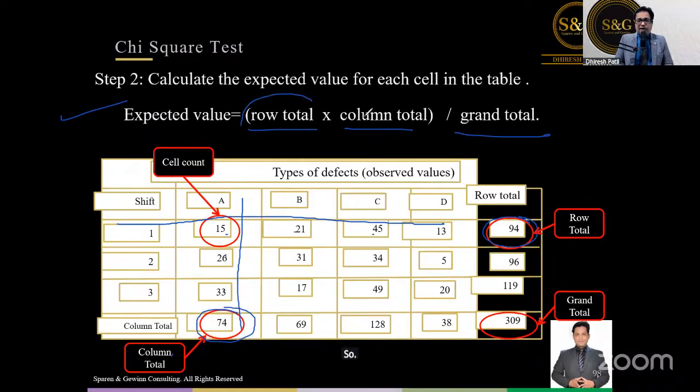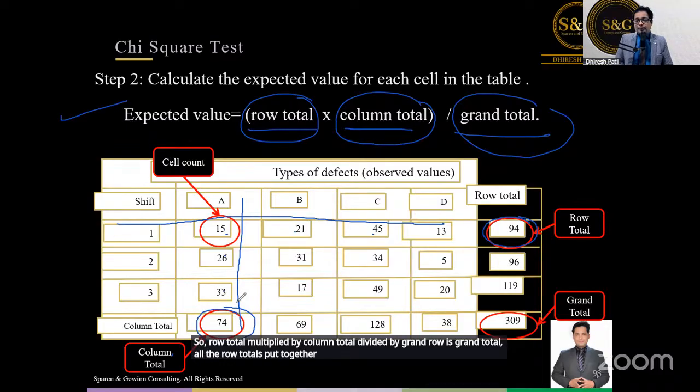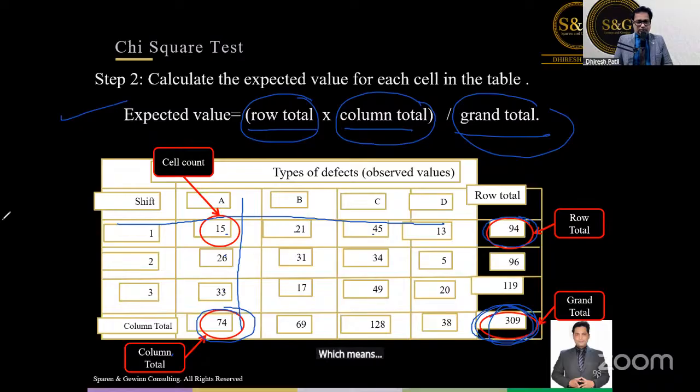So row total multiplied by column total divided by grand total. What is grand total? All the row totals put together, and all the column totals put together, should be an equal value, which is called the grand total, 309. Which means, for example, can you pull out your calculator for one moment, please, and do this mathematics for me? What is row total? 94. Very simple mathematics. Into 74, the column total is 74.